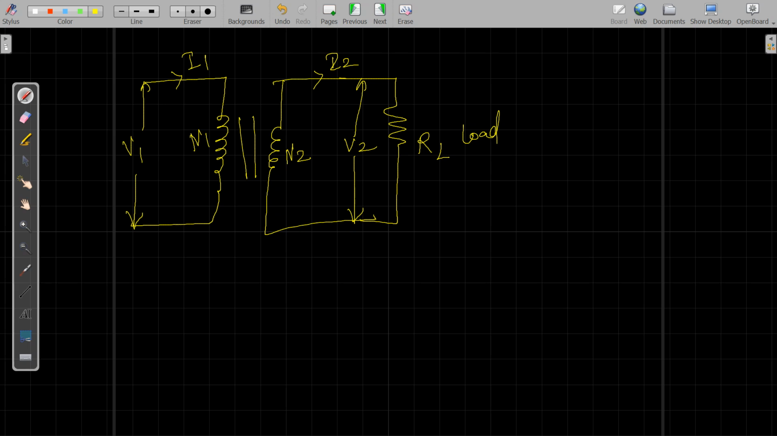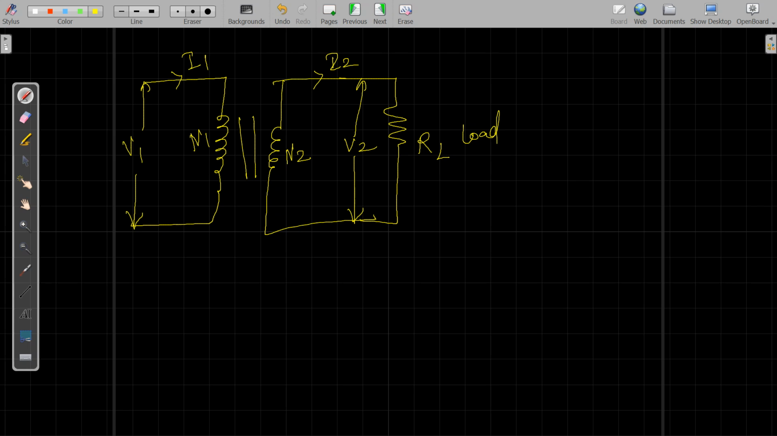Now you see that this is the primary winding and this is the secondary winding, right? While analyzing this transformer, we need to assume that the transformer is ideal. What does it mean? There are no losses in the transformer, and the winding resistances are also assumed to be zero. N1 is the number of turns on the primary, N2 is the number of turns on the secondary, V1 is the voltage applied on the primary winding, V2 is the voltage on the secondary, I2 is the secondary current, and I1 is the primary current.